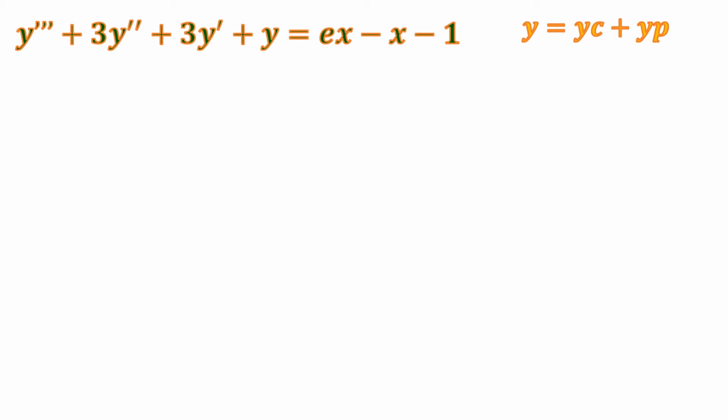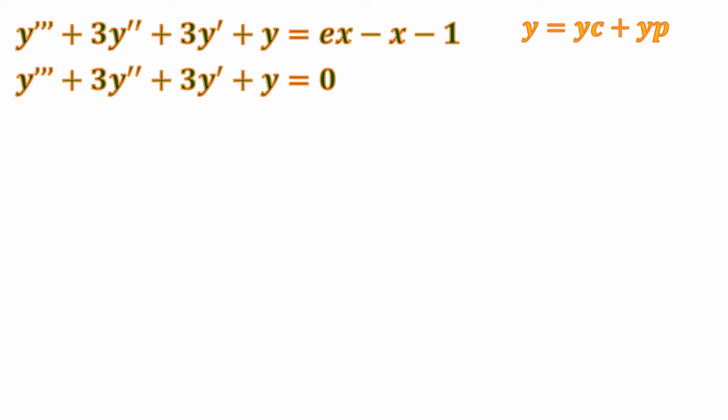This complementary solution is the solution for the homogeneous equation. So we're going to assume that the equation is homogeneous, and later on we're going to talk about the particular solution and how to do that. For now, let's solve the differential equation by getting the complementary solution, where we assume that it is homogeneous. That means we're going to make it equal to 0.